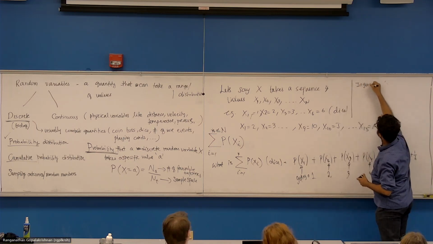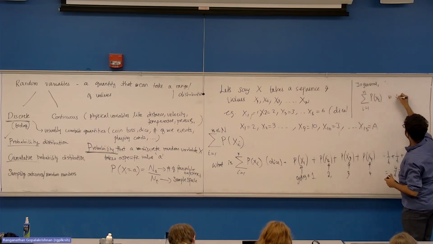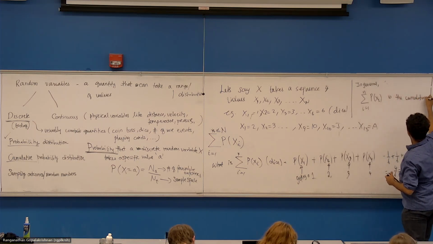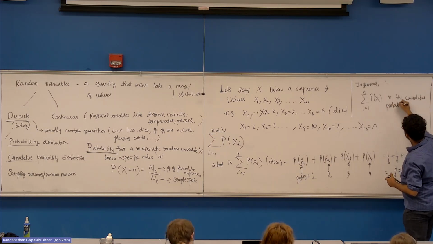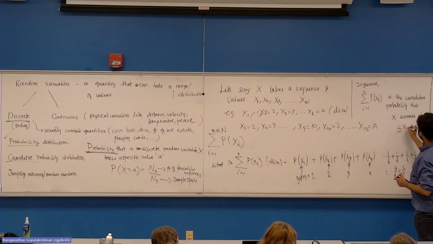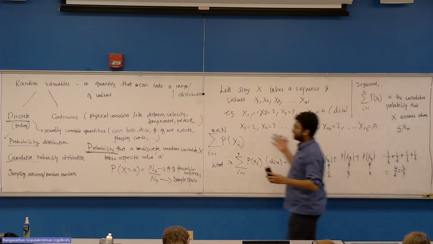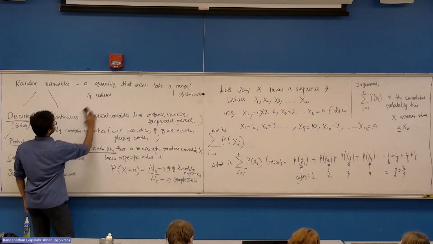In general, the summation of i equals 1 to n probability of xi is the cumulative probability that x assumes values lesser than or equal to xn. Summation from 1 to n is essentially telling what is the chance that this random variable takes progressively higher values. Okay. Maybe that's a little mathematically obtuse, so maybe I'll try to say that more intuitively.